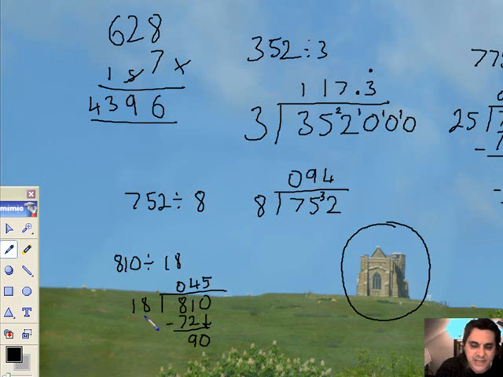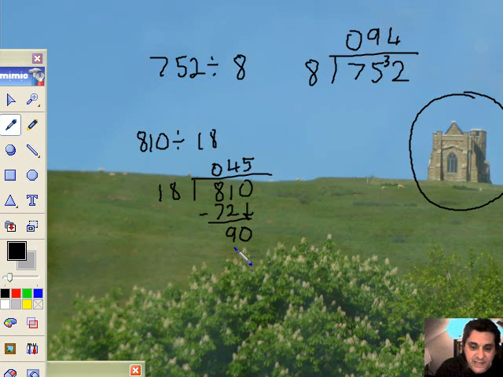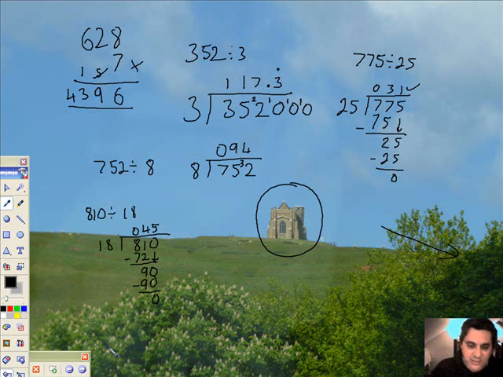So 5 18s are, what do we got there? 5 10s are 50 and 5 8s are 40. That makes 90. Straightforward. So 5 18s are 90. When you come to take them away, you've got absolutely nothing left and you've arrived. The answer is 45. Now let's go to the next page.